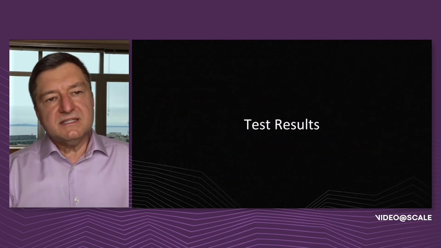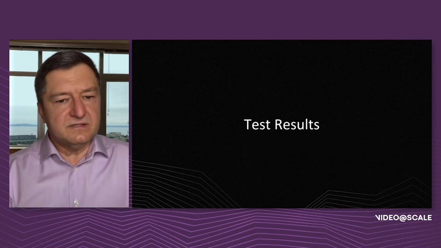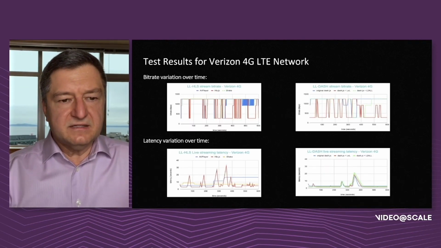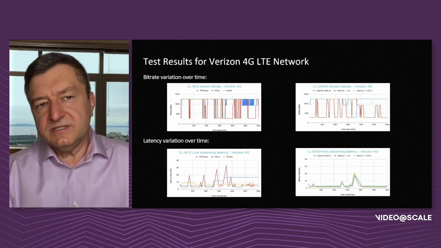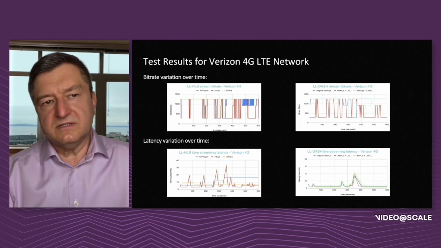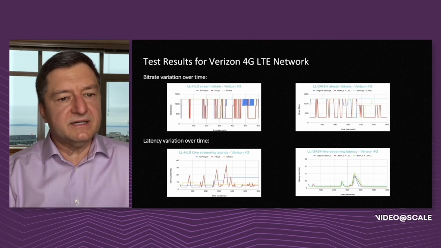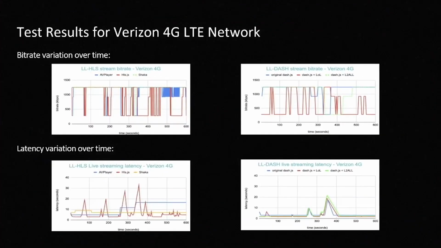And with this, let us now talk about test results. First, I will present results for Verizon for the LTE network, and then for the T-Mobile network. On the left, I will be showing results obtained for low latency HLS clients and systems, and on the right side, I will be showing results for low latency Dash.